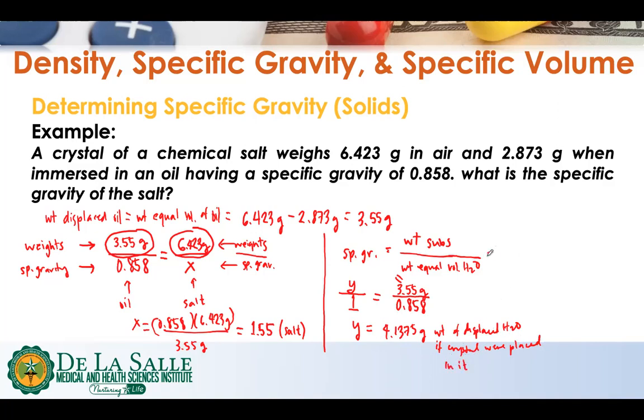Now we can use this formula. We know that the crystal salt weighs 6.423 grams in air, and the weight of the displaced water is equal to 4.1375 grams. The answer should be the same, 1.55, the specific gravity of the salt.